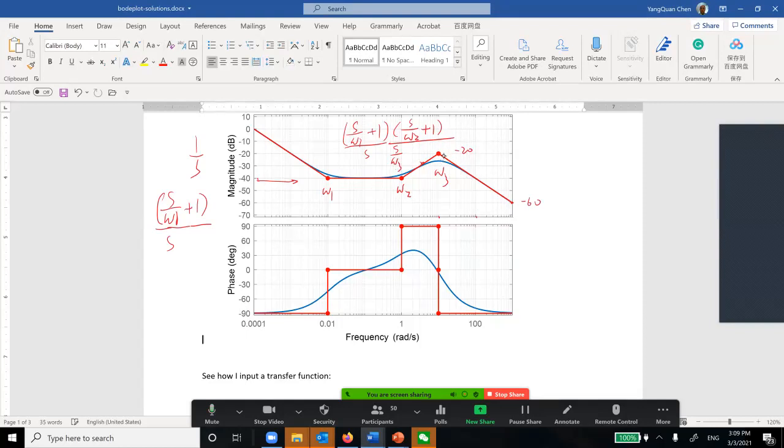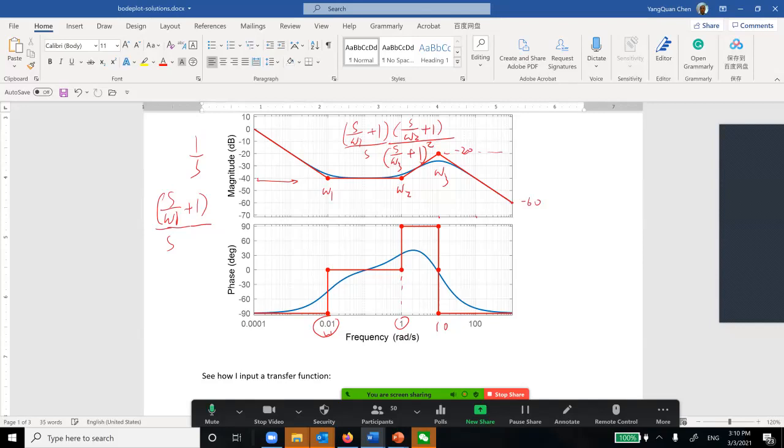You need to count. If you're going up, you have one term, then you become a level. But if you go down, that means you have two terms. So let me identify: omega-0 is 0.01, omega-1 is 0.01, omega-2 is 1, and omega-3 is 10. Is it 10? Yeah, it is 10.